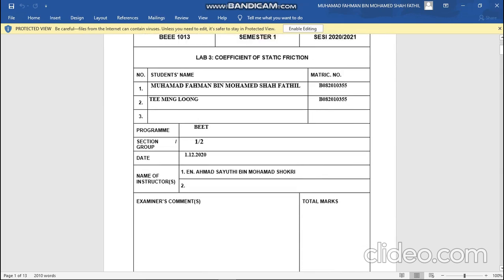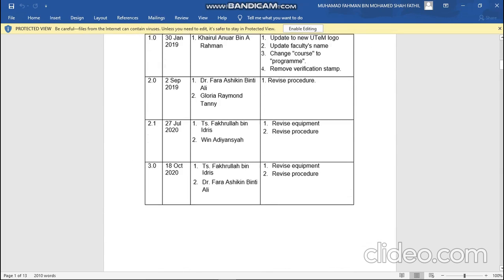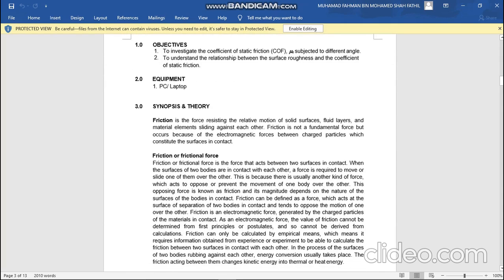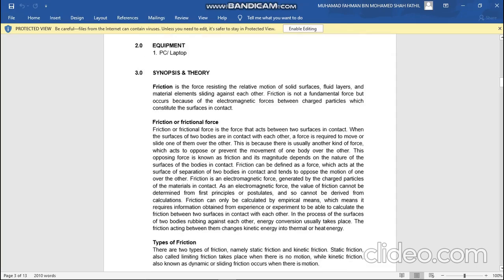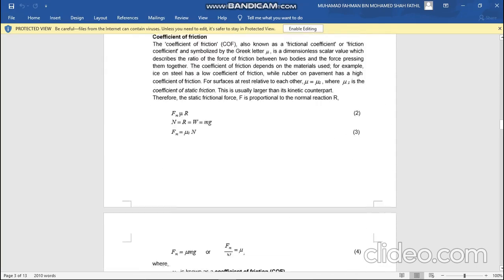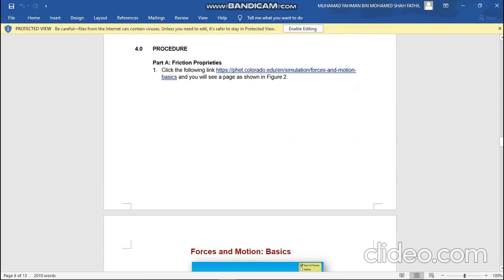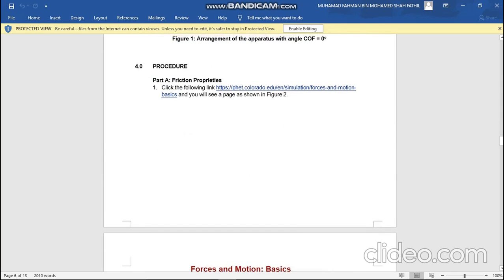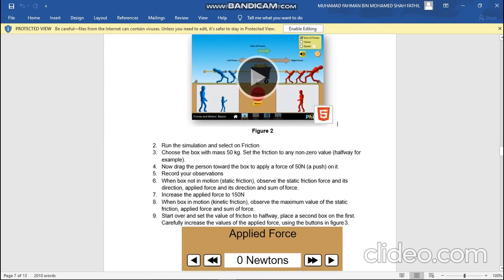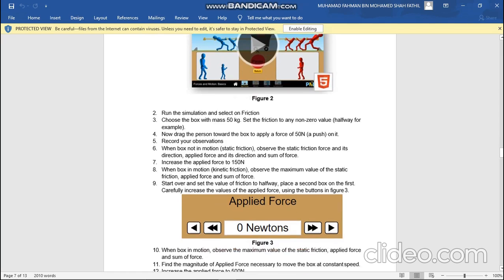Today I would like to show you how to do an experiment that relates to friction. As we can see, the procedure given for the friction property and the link to the simulation that we will use. So these are the steps that we will apply to the simulation.